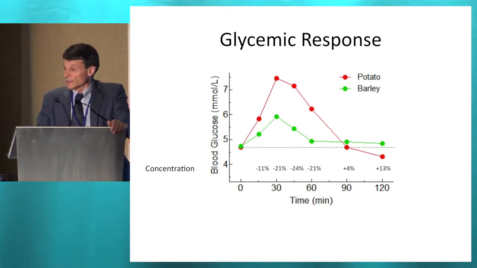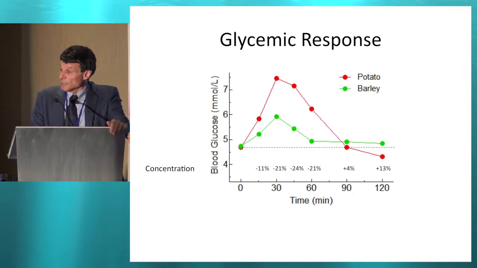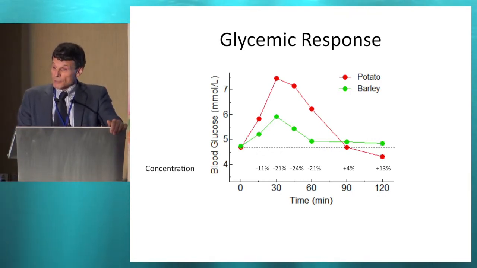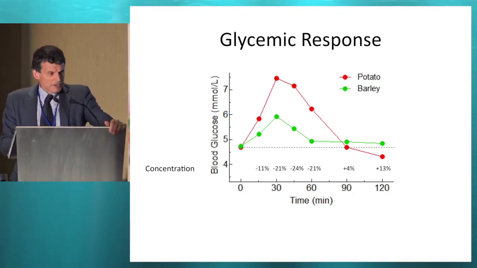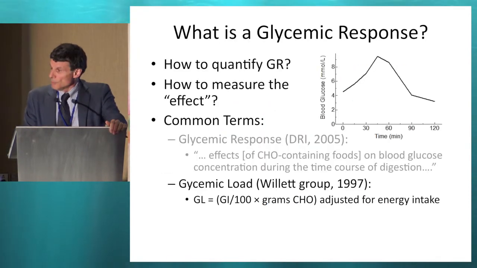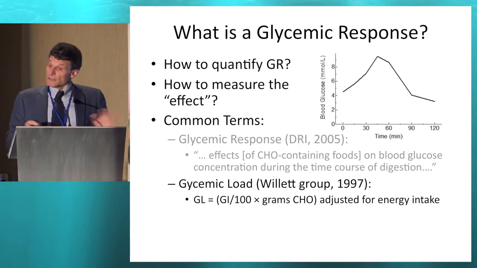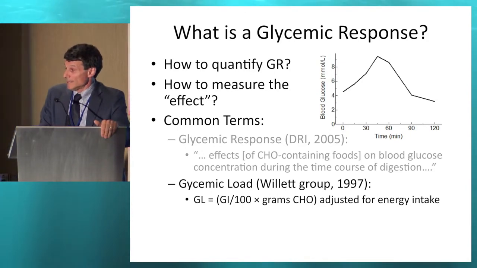Other metrics which are used could be the peak concentration, which is 22% different. The peak rise is 56% different. Then there's the total area under the curve, and the incremental area under the curve. These numbers vary tremendously. So basically, you could make any claim you wish and just pick the right number, which doesn't seem to me very scientific or objective. So I think that's a problem with the glycemic response concept. If we could define it a little better, it's probably okay, but we haven't as yet.